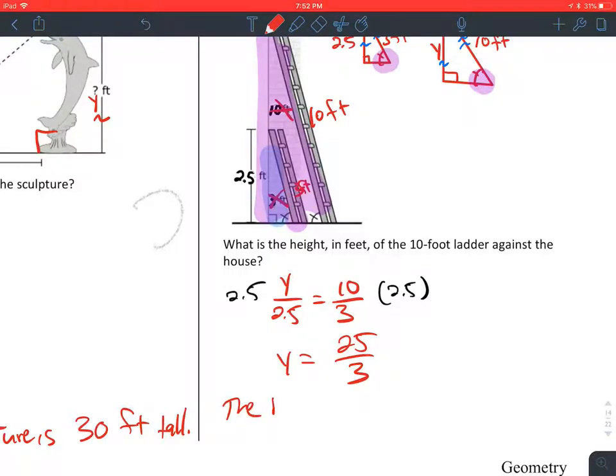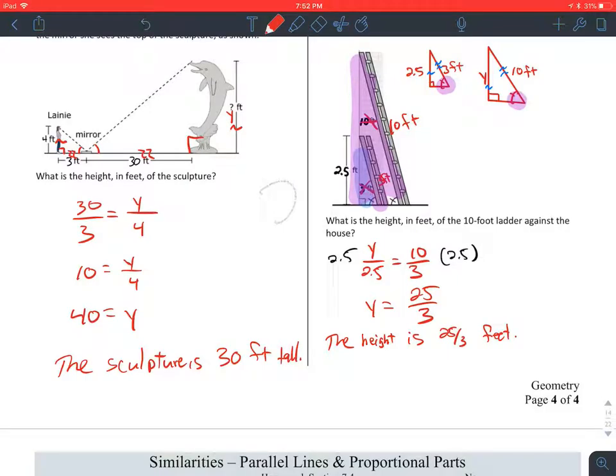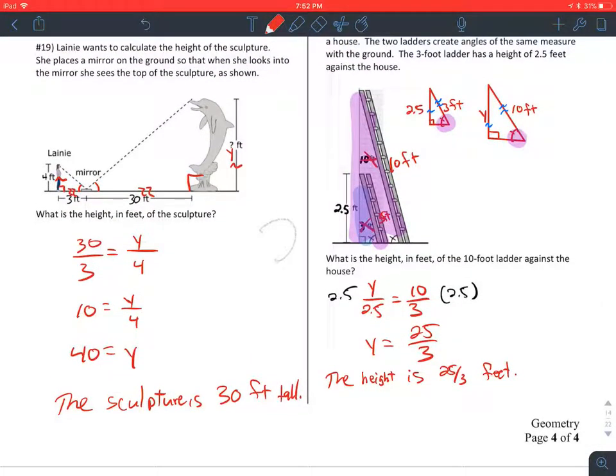I should write this out in a sentence. The height is 25/3 feet. Done. Your quiz will be very similar to this review.